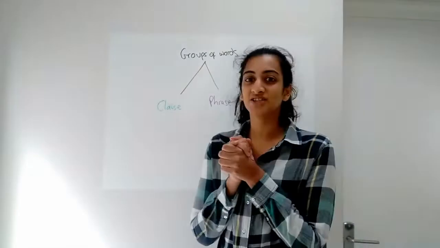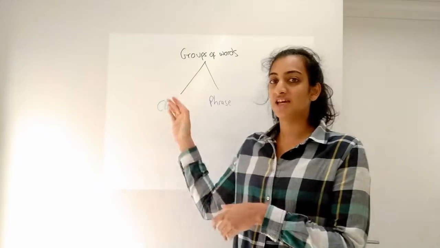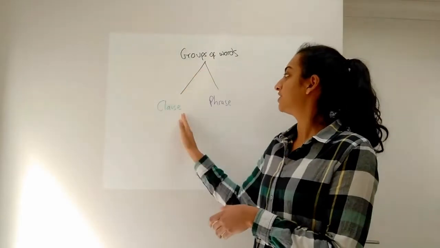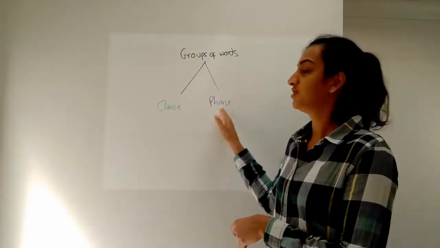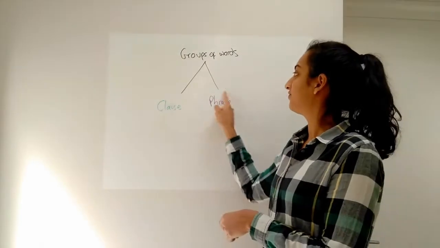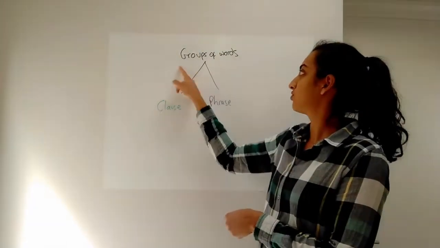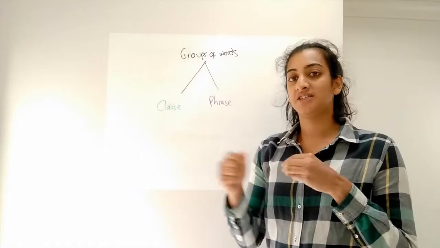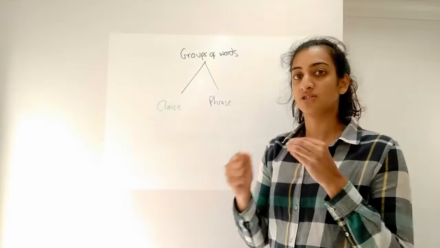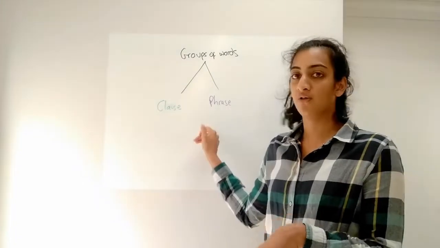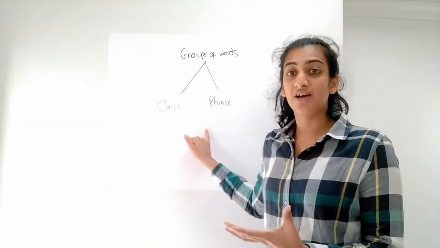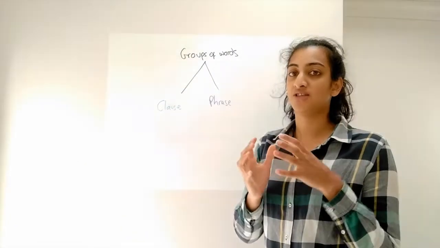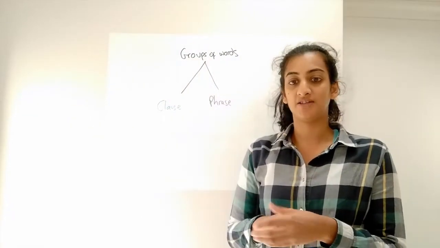Okay, so my first question is, here I've got a recap of what clauses and phrases are related to. So both a clause and a phrase are types of groups of words. Now yesterday we talked about how we can use words together in little groups, and those little groups can either be a clause or a phrase. And we actually went through how to determine if a set of words together is a clause or a phrase.